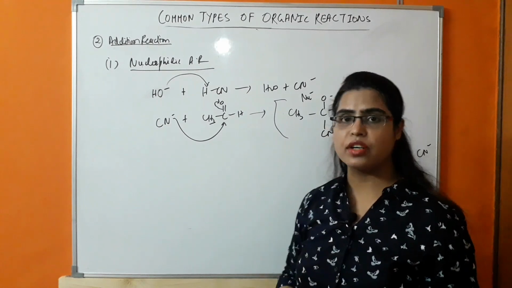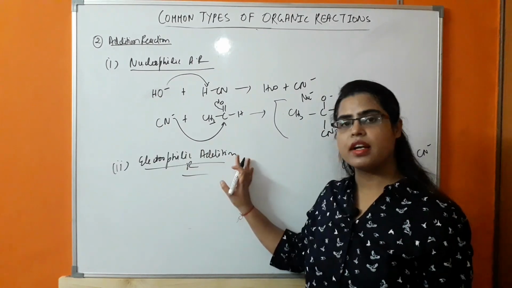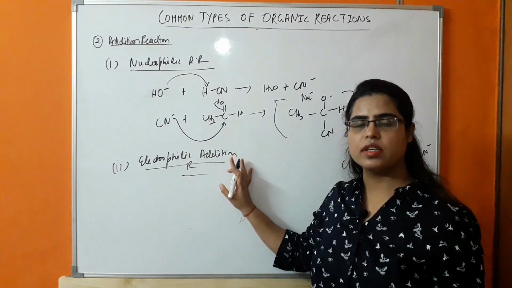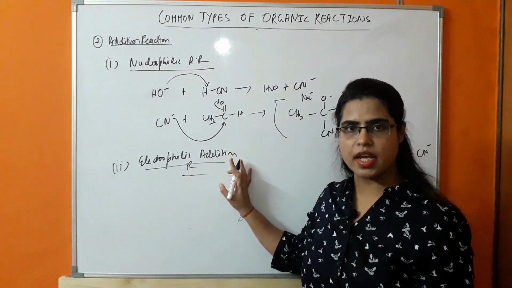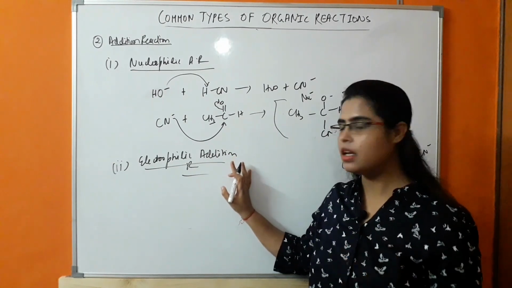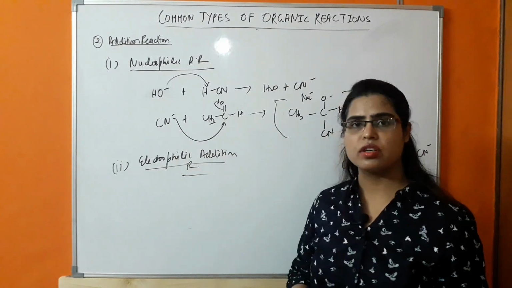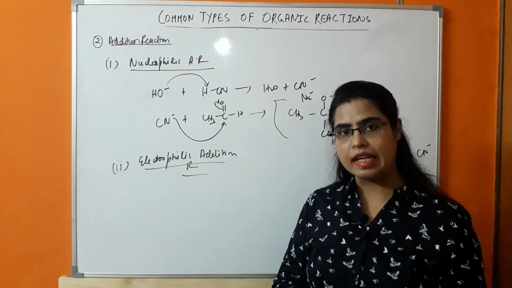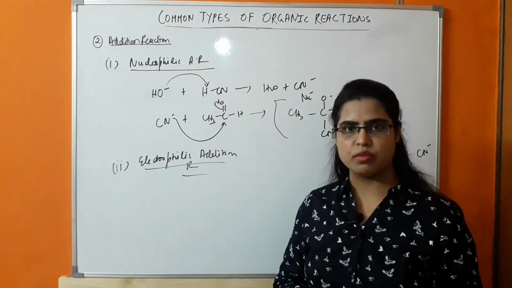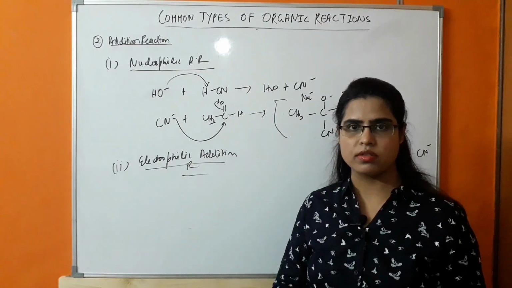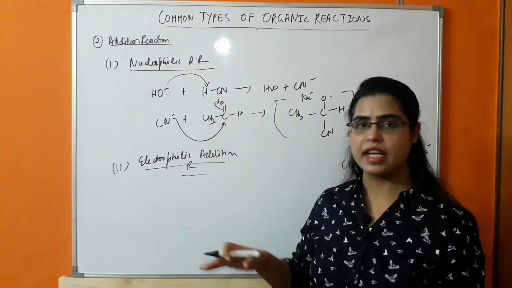Second is electrophilic addition reaction. As you can understand with the term, when the electrophile is involved in the addition reaction, then it will be electrophilic addition reaction. The example of this reaction: when unsymmetrical alkenes are reacted with HBr in the absence of peroxide, then this reaction will take place.